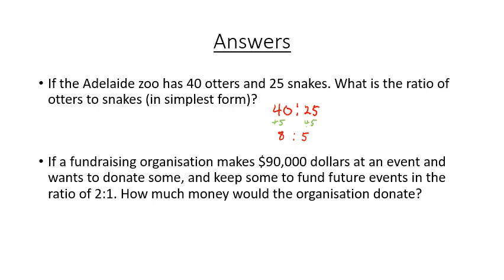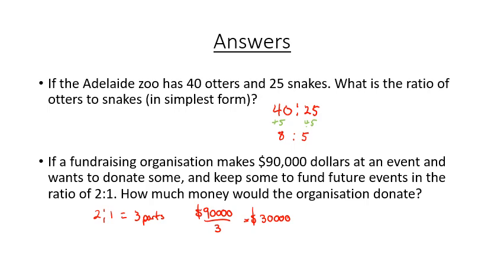The second question said, if a fundraising organisation makes $90,000 at an event and wants to donate some and keep some of the fund for future events in the ratio of 2 to 1, how much money would the organisation donate? Well, we've got a ratio of 2 to 1, which gives us a total of 3 parts, and our total money is 90,000. I'm going to divide that by 3 to work out what 1 part is, and in this particular case, 1 part is $30,000.